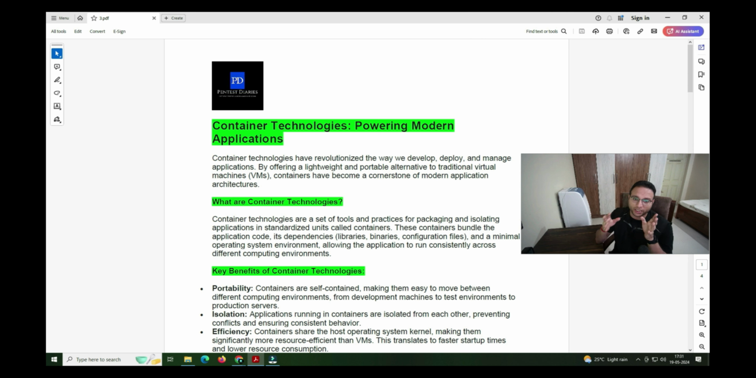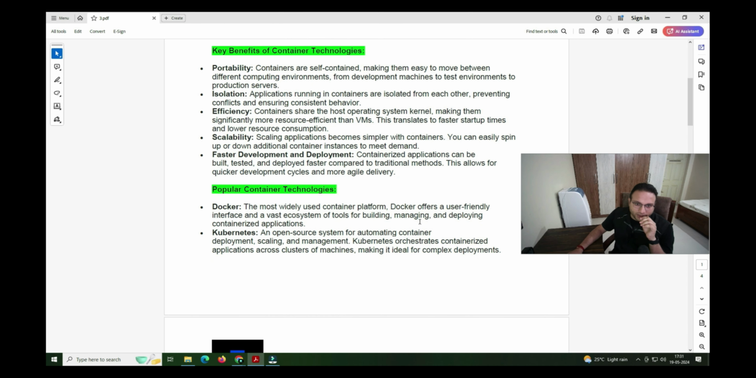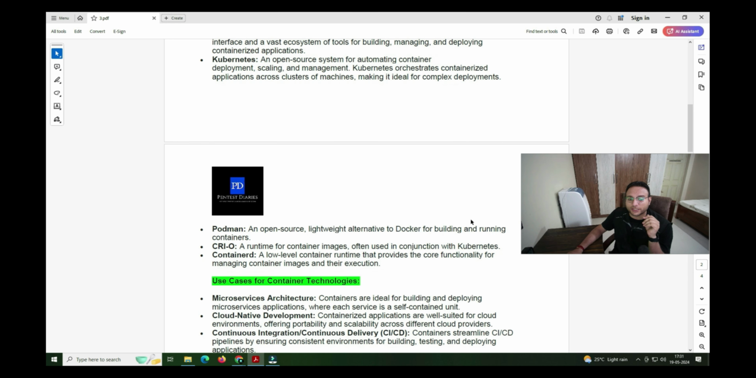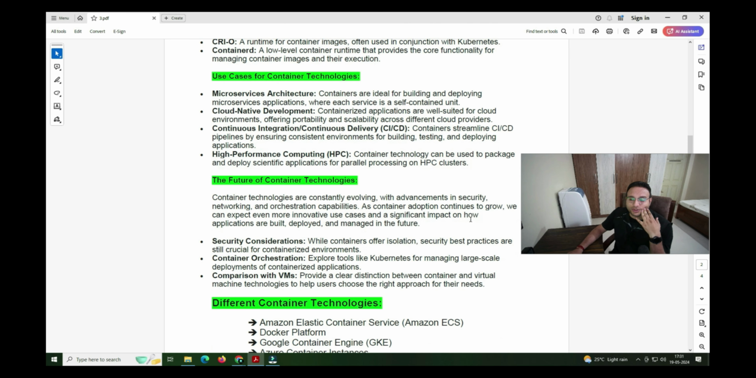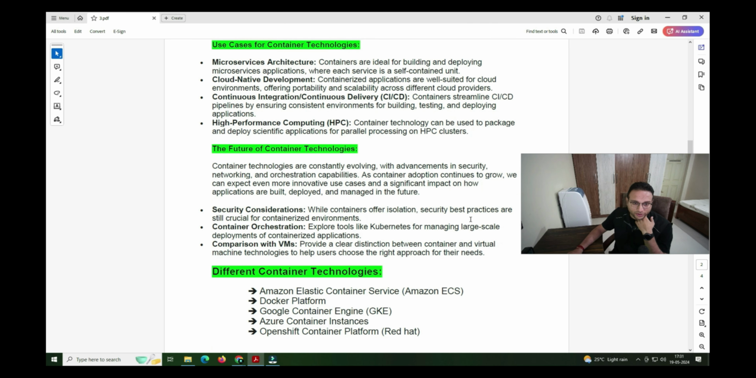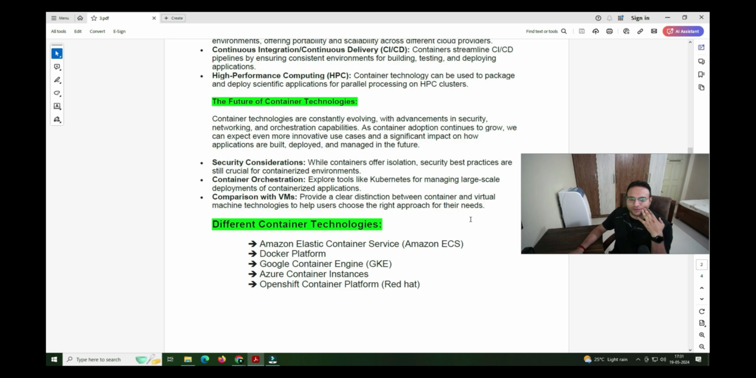And other than that, if we're talking about container technology, we already discussed the benefits. But we just want to understand the popular container technologies present in the market right now, which are being used in market use cases. I know in my previous video I also explained the use cases, but at that time we were comparing the VM and the container. Here we are talking purely about the container technology itself, its use cases, and what its future is.